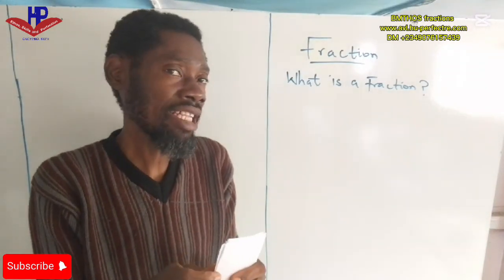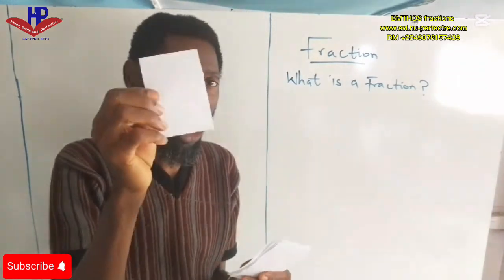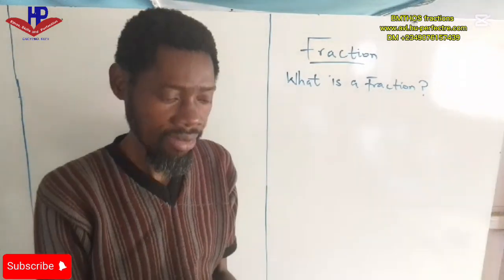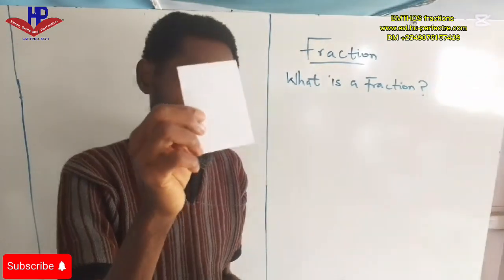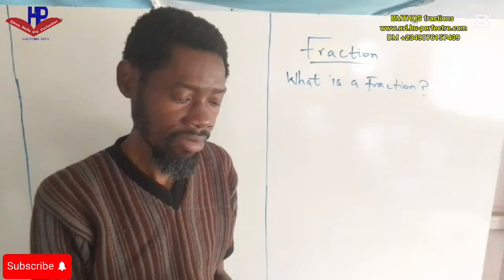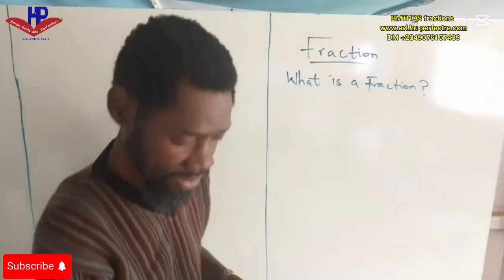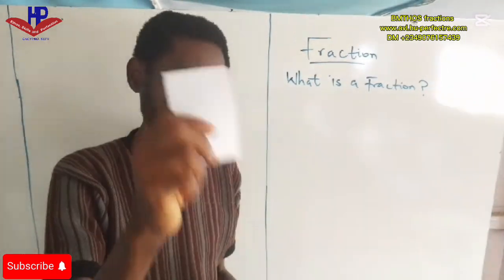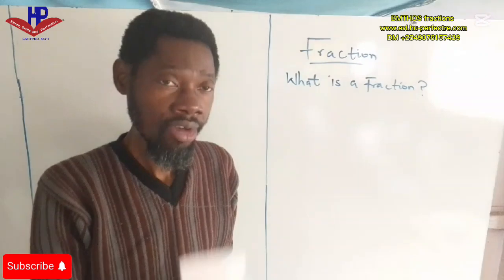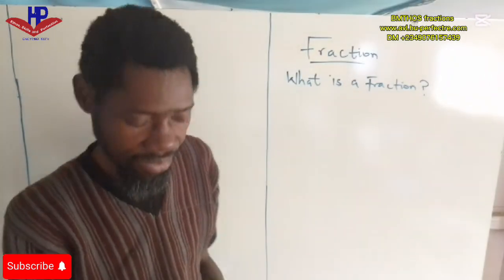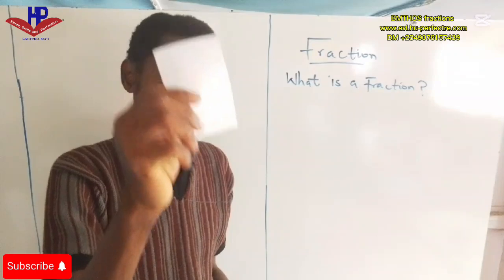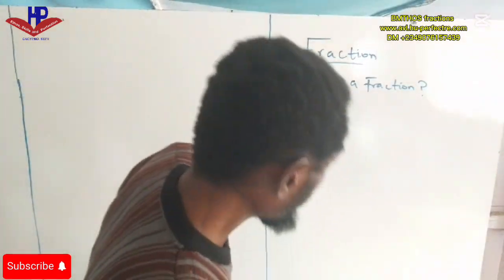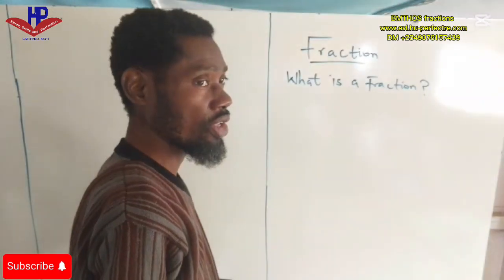If you're asked to write it out in fractional form, this will be 1 over 8, 1 over 8, 1 over 8, 1 over 8, 1 over 8, 1 over 8, 1 over 8, 1 over 8. Good. So that is what is called the fraction.